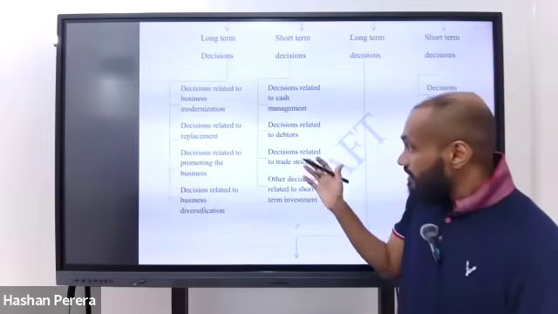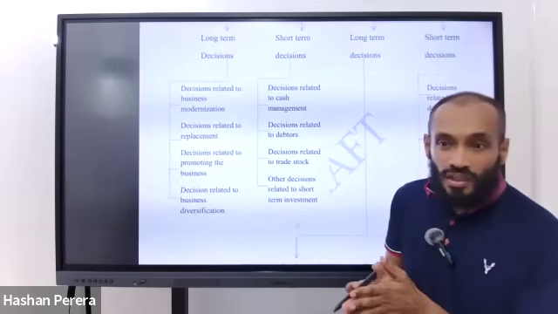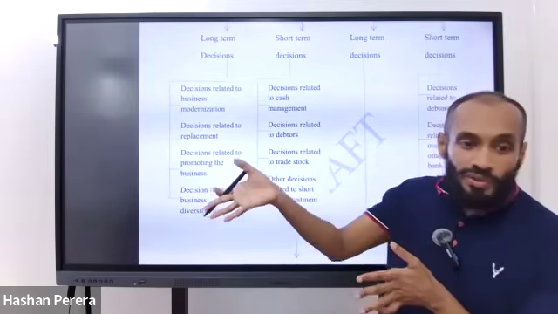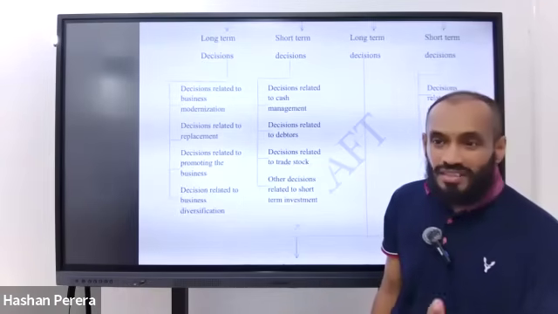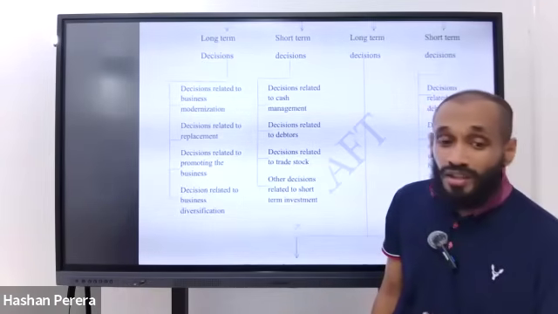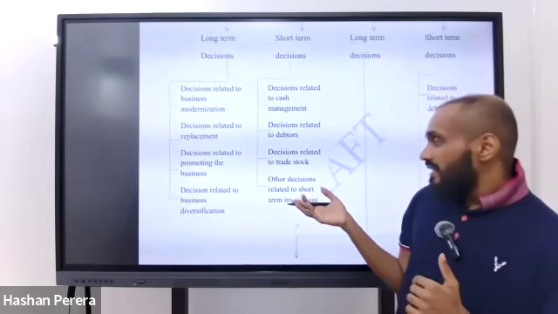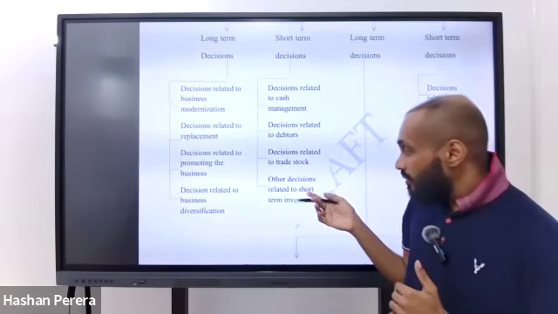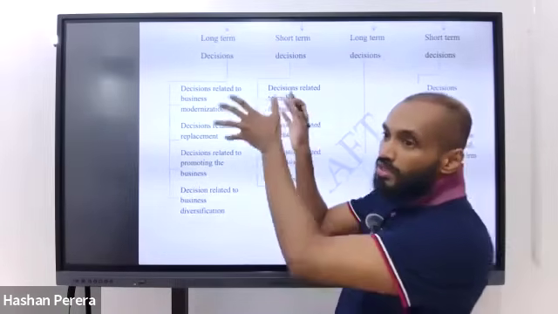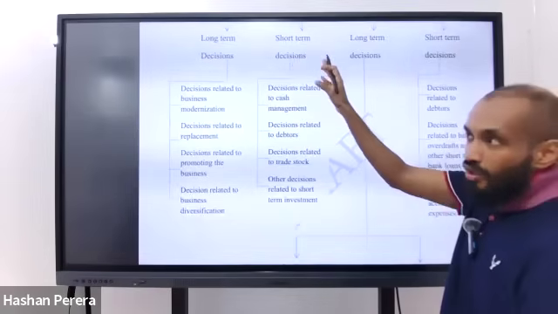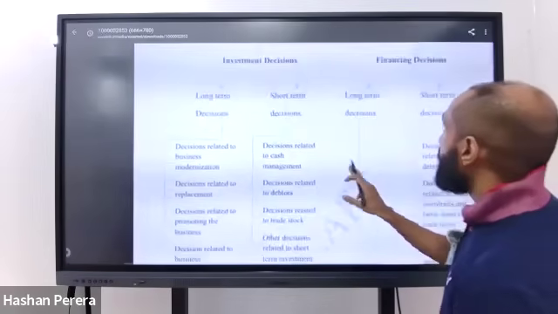That's all right. Decisions relevant to the trading stocks. When you are buying stocks, that is one way you can invest your funds. But do the stocks give you long-term benefits? No, it will give you short-term benefits. Clear now? So investment decisions can be long-term or short-term. Examples have been given here. Shall we move to this part?